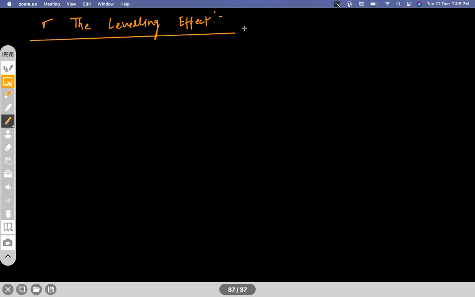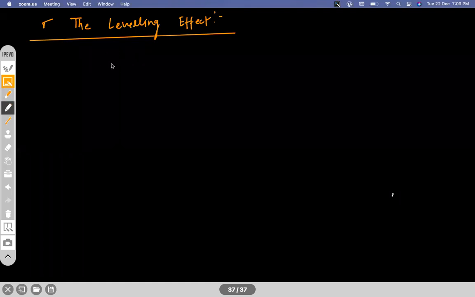The leveling effect. What is the leveling effect? First of all, we define this concept with respect to one particular solvent. Like suppose you are taking water, or ammonia, any solvent, but with respect to the solvent, we have this. Let me just write down a few reactions. You will understand with these examples.